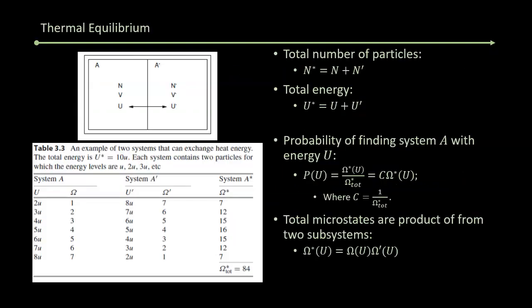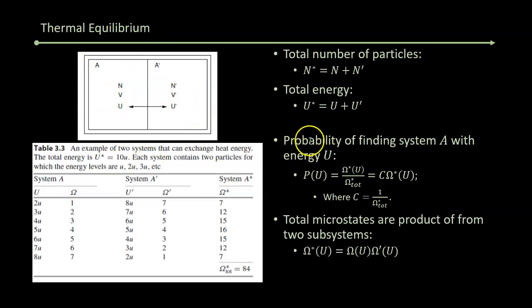Thermal equilibrium is one of the things we're going to work towards understanding. So if you've got two systems that are adjacent to each other, A and A prime, they can exchange energy. They're isolated from everything else. Again, in our box symbology, the double wall out here means they're isolated from everything else. This wall means they can exchange energy. The total number of particles in A star is just N plus N prime. Total energy is just U plus U prime. You can exchange energy, but in this setup, that's all you can exchange.